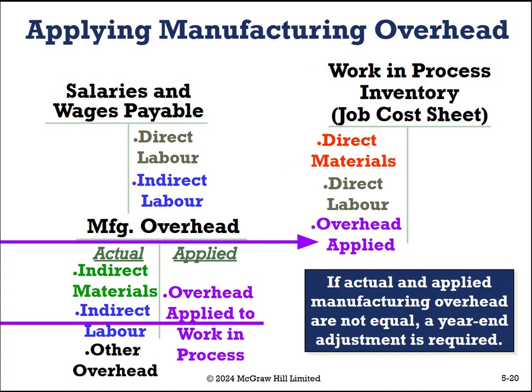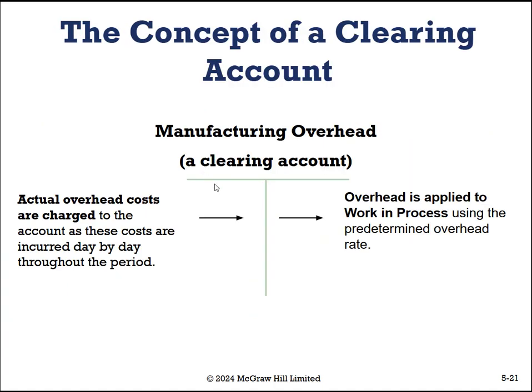So this whole purpose, you might hear something referred to as a clearing account. Manufacturing overhead is a clearing account. It's a place that we collect the actual charges. We then apply an estimate. So we have ins and outs, and nothing at the end of the year should be in this account. So there should be nothing in the manufacturing overhead account at the end of the year, which is the reason it's referred to as a clearing account.